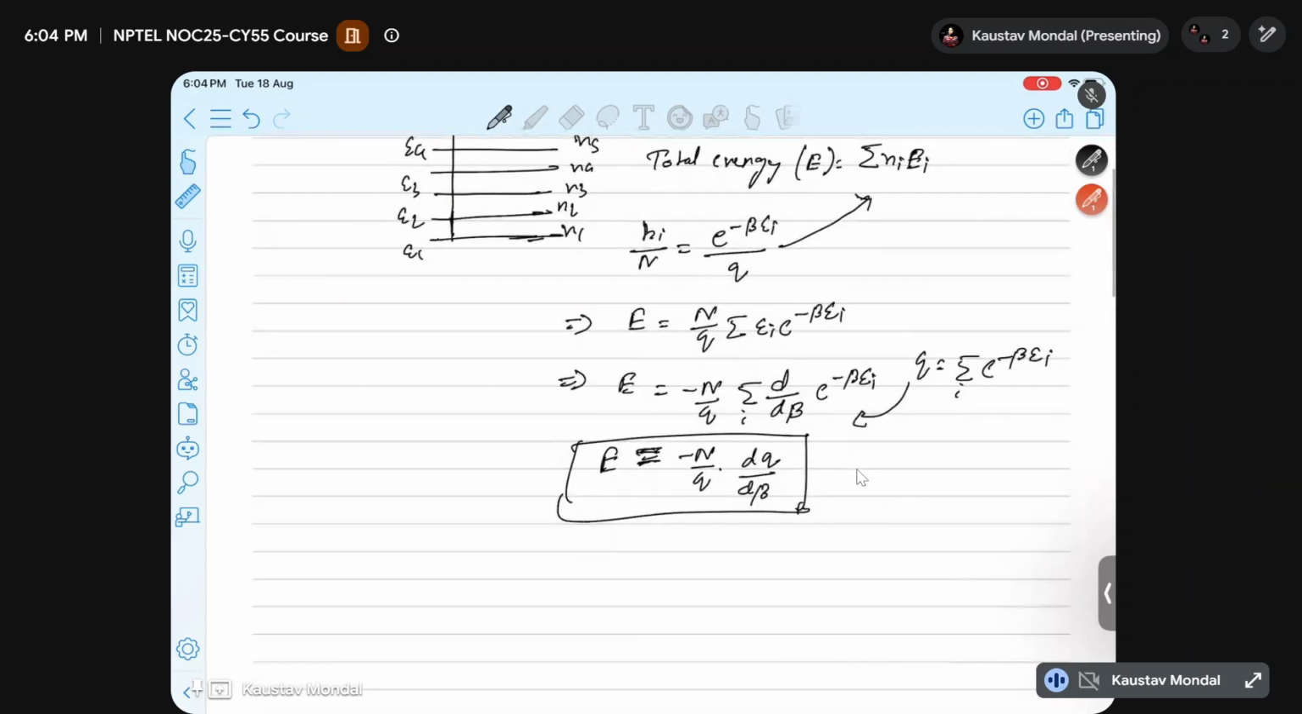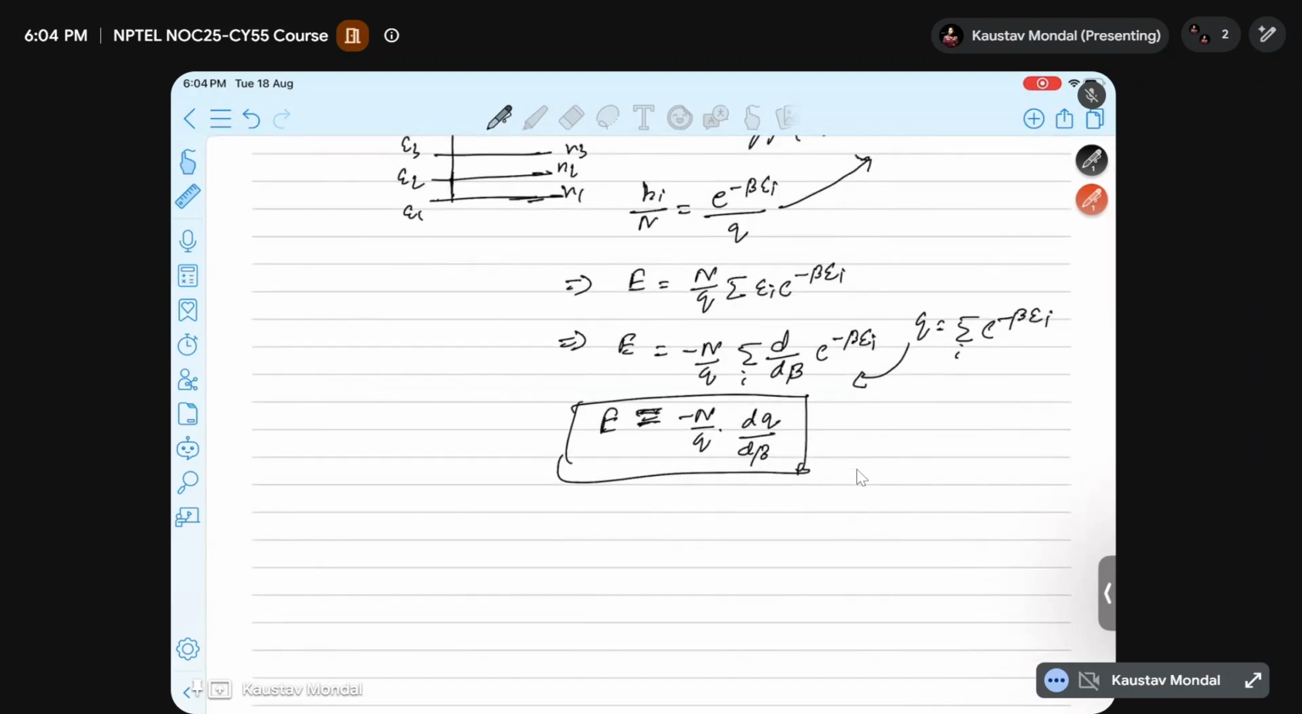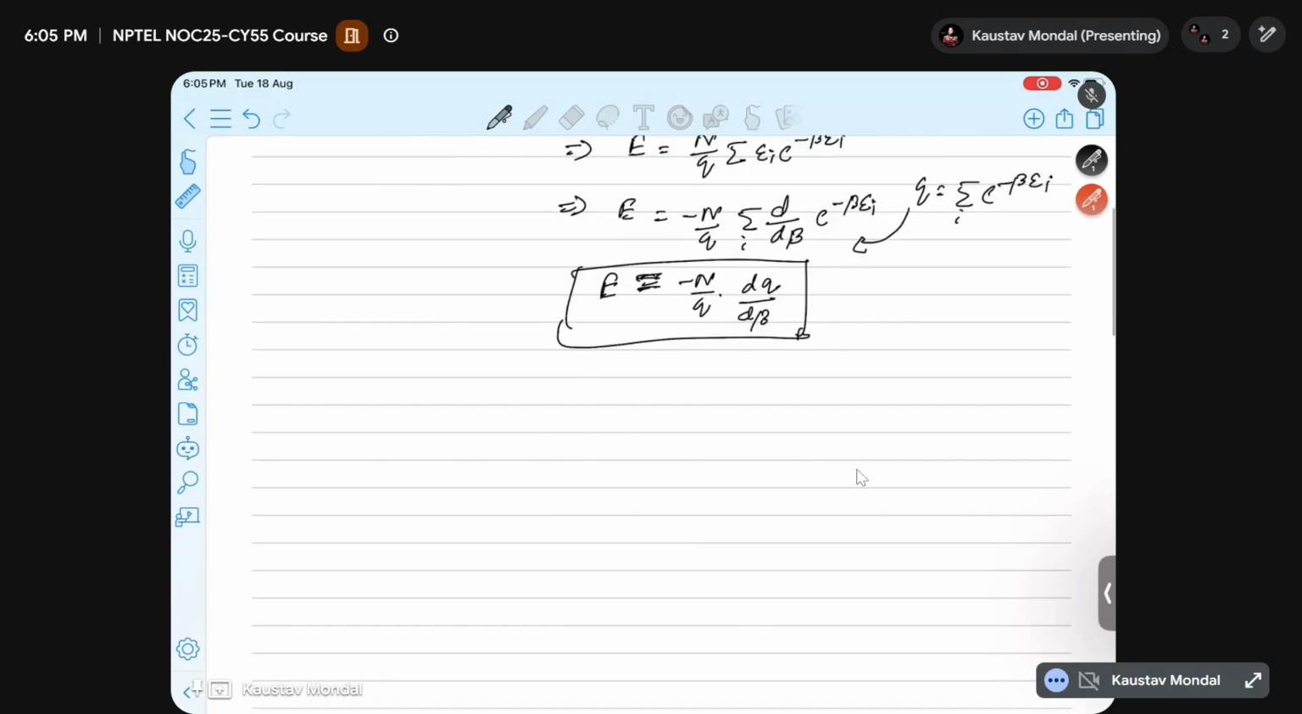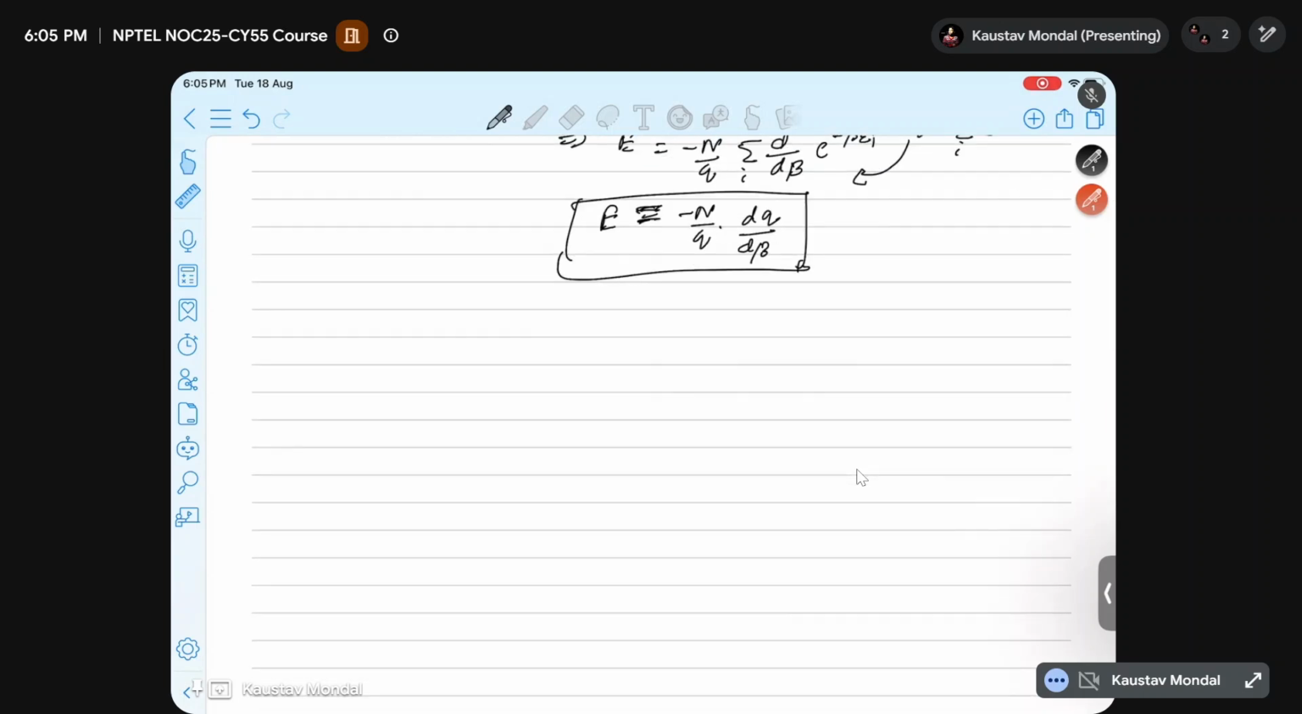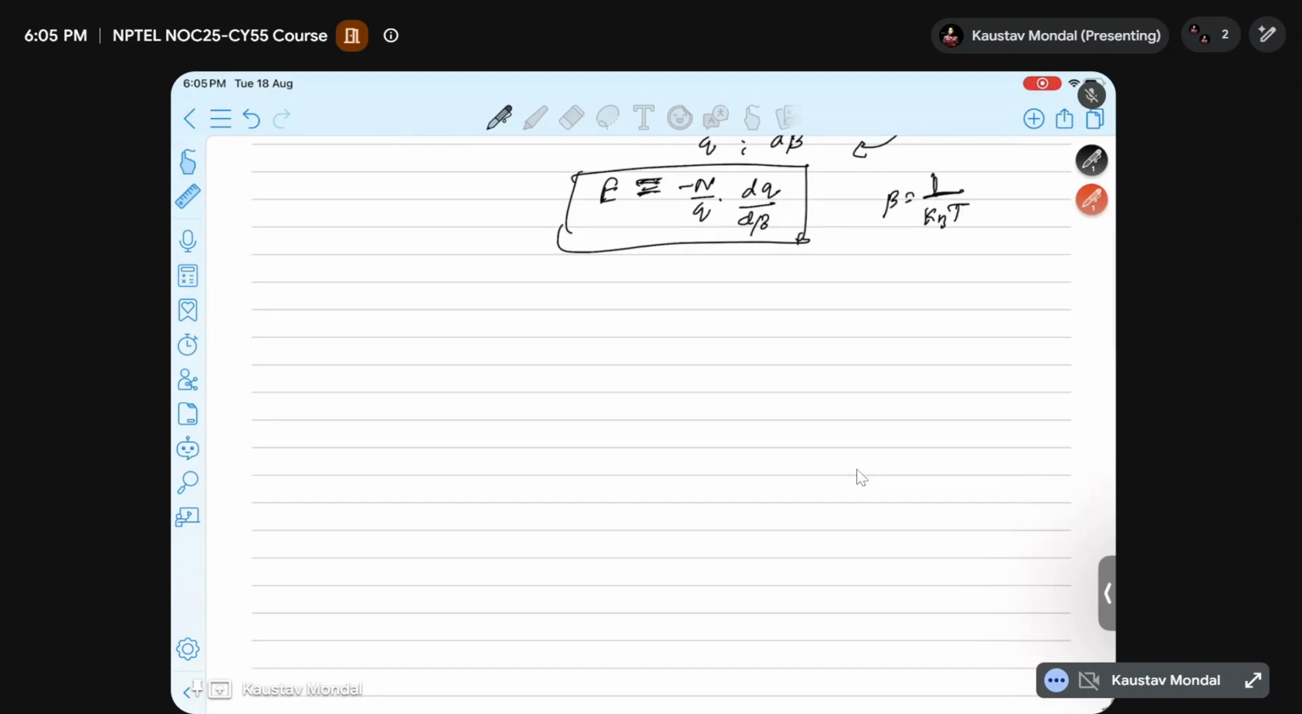By observing this expression, you can easily tell that once you get the correct form of the partition function of the system, by using that alone you can get the total energy, just by taking the derivative with respect to beta, where beta is nothing but 1 by kT. It's a very formal way of writing the temperature of the system.